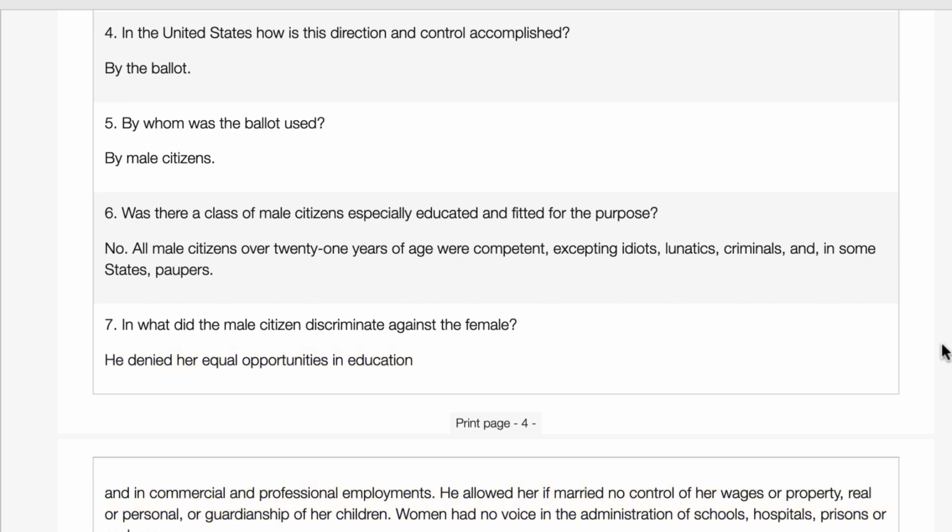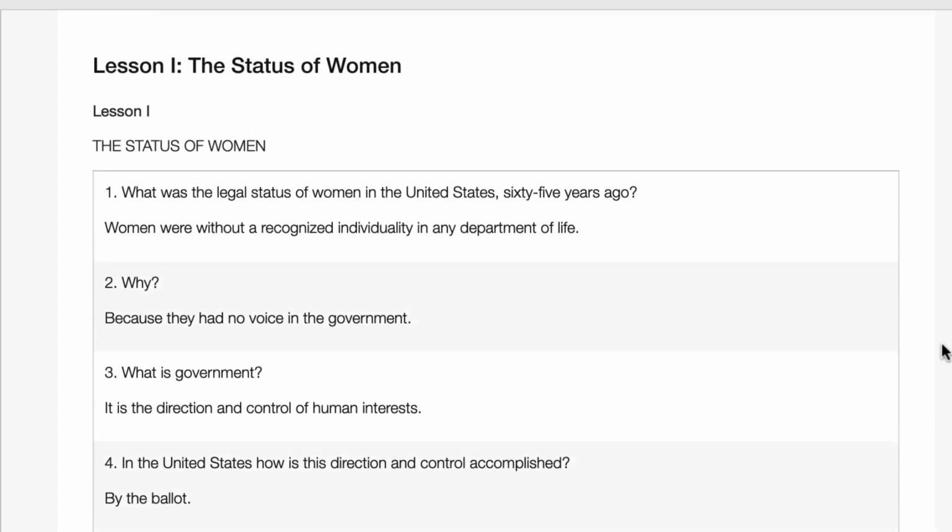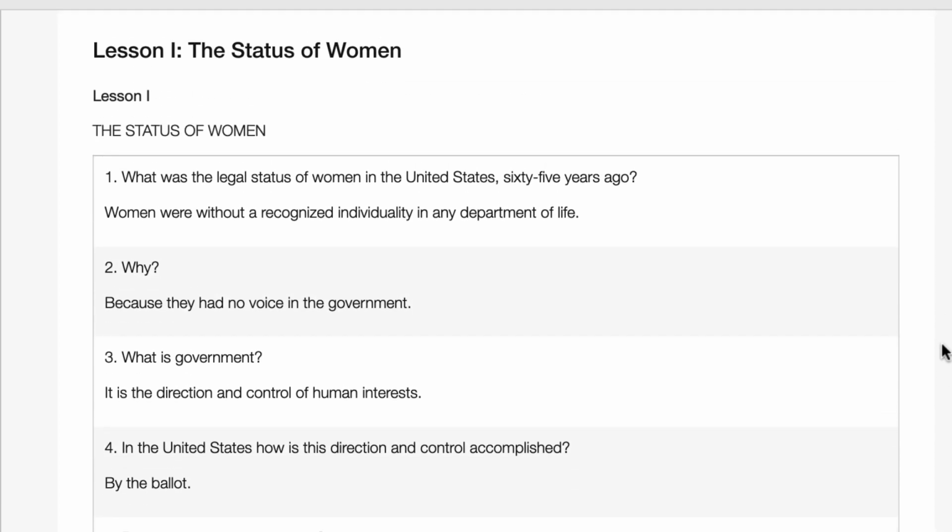Okay, so let's just stop there and do a little bit of close reading. What does this say? Well, it's talking simply about the status of women in the United States at the end of the 19th century. And we learn a few specific things from this, right? About what women were allowed to do, about who could vote and who couldn't vote in this time and place.